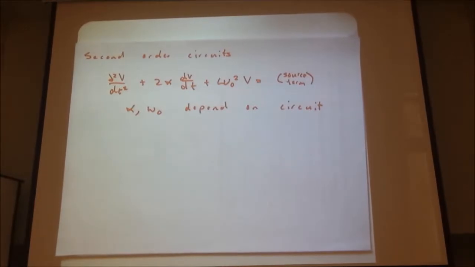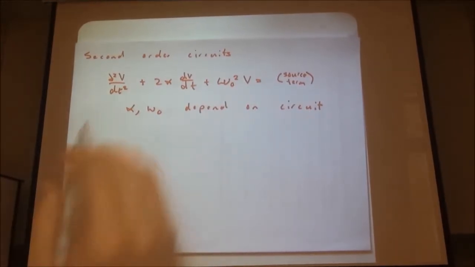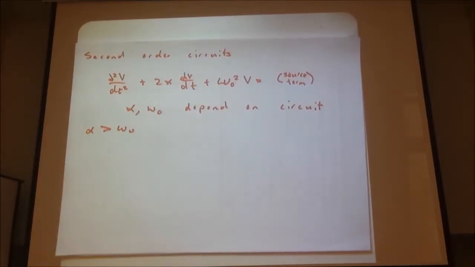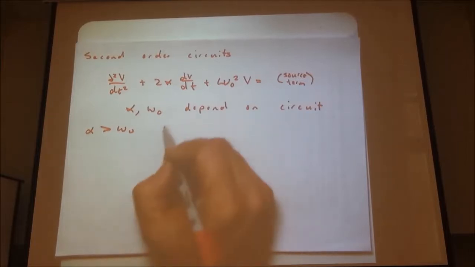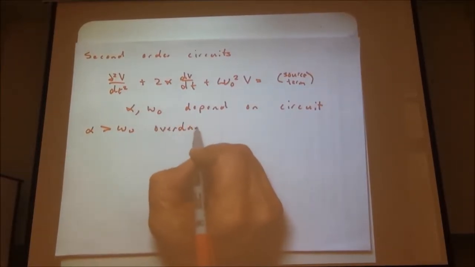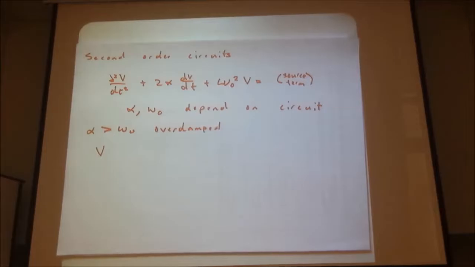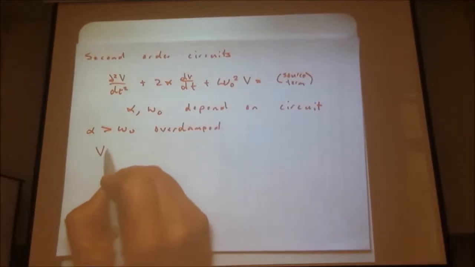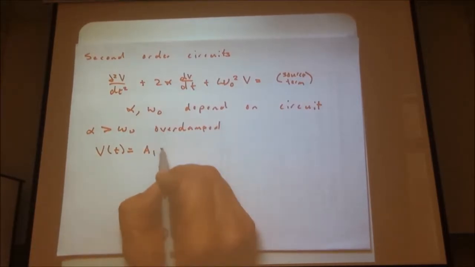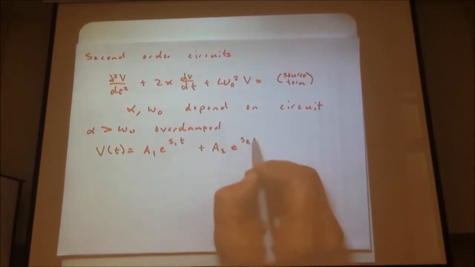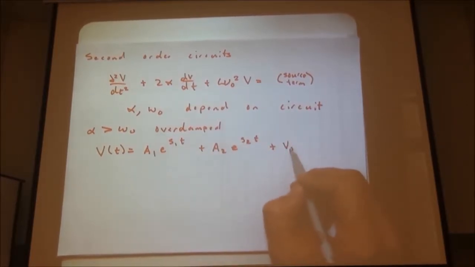But once we get it in this form, then what we saw last class was we have three possible cases. Alpha greater than omega naught. That was our overdamped case. And then the solution, and again, this could be current, depending on voltage, but this could be current. It's the same. It can be any component as long as it's second order. Our solution takes the form A1 e to the S1t plus A2 e to the S2t, plus in here I could just write particular.